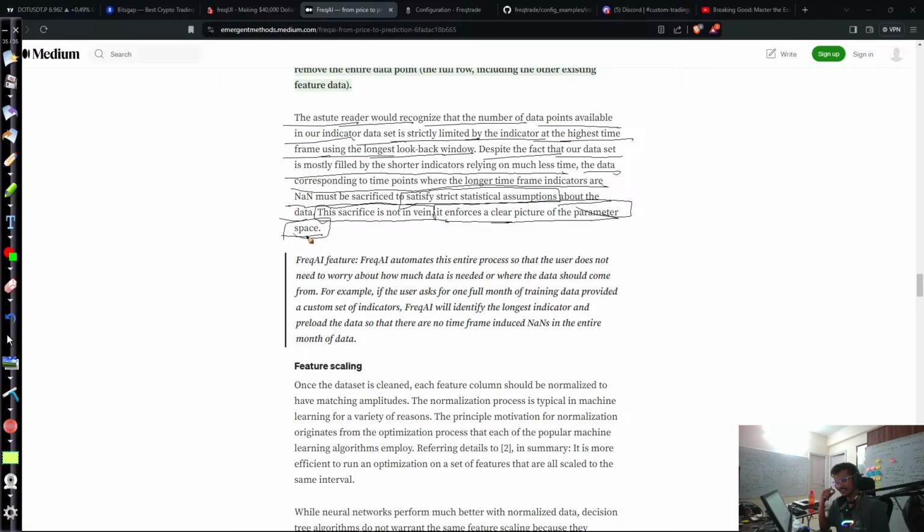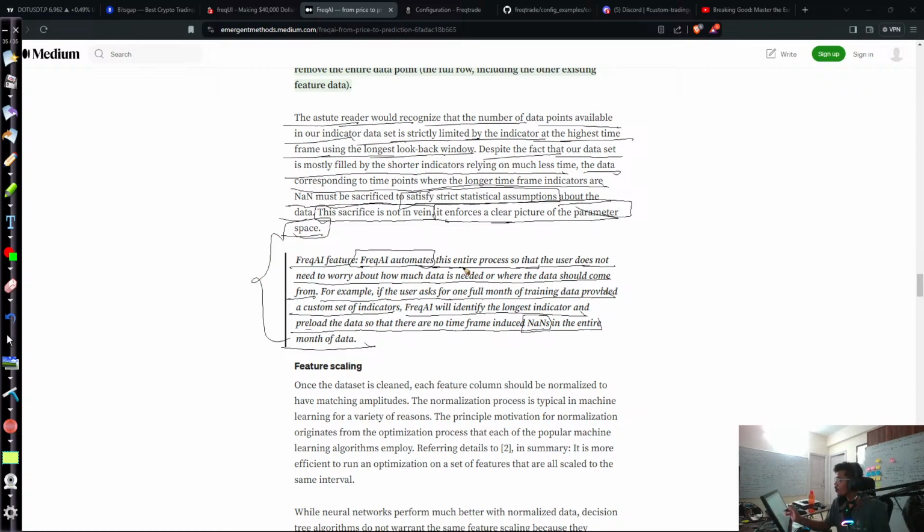FreqAI automates this entire process so that the user does not need to worry about how much data is needed or where the data should come from. See, this is why I like FreqAI. For example, if a user asks for 1 full month of training data, provided a custom set of indicators, FreqAI will identify the longest indicator and preload the data so that there are no time frame induced NaNs in the entire month of data. So it actually automates everything, so we don't have to worry about it.